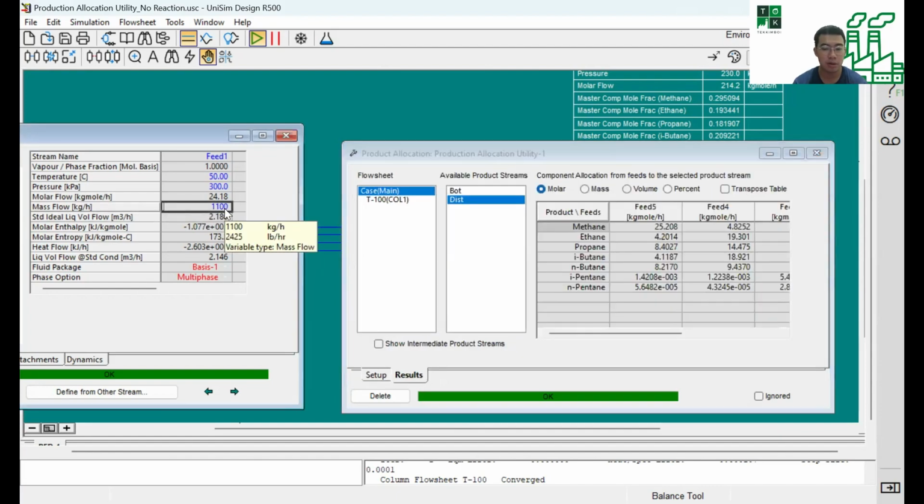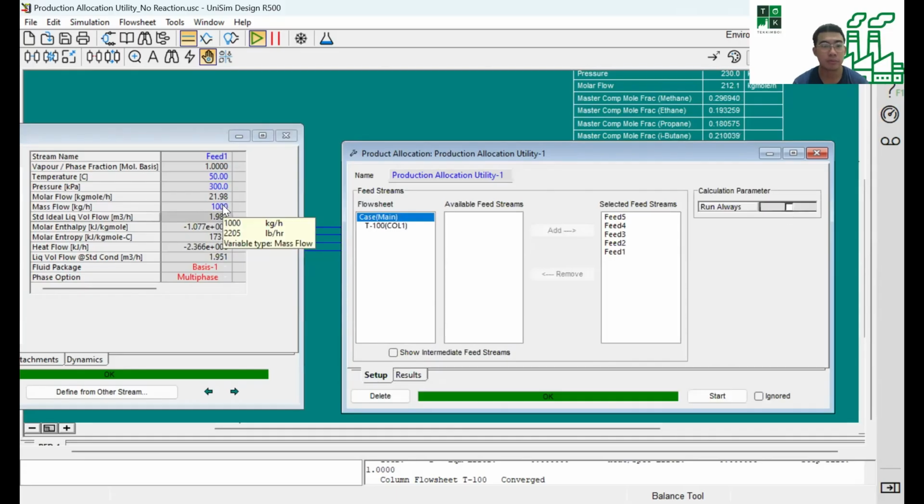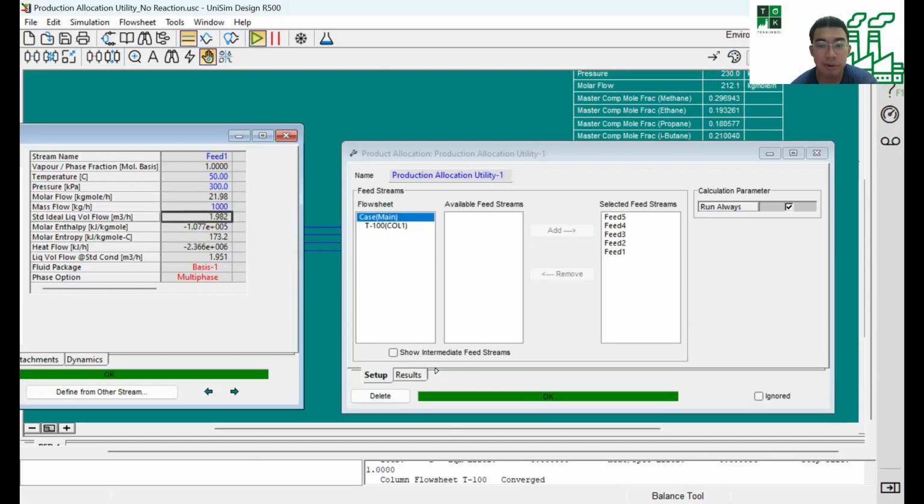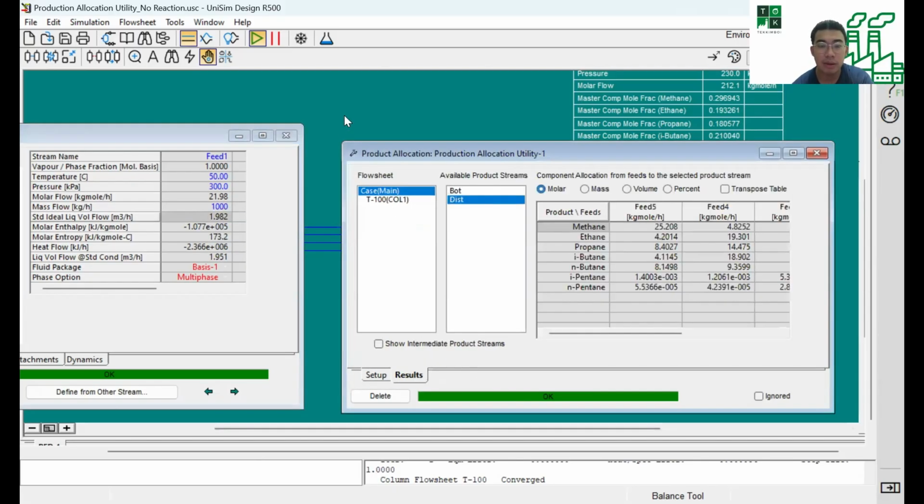But if I don't, you could see that the selected feed stream has changed. Allocation may need to recalculate. So we need to click the start button to make it run. So that's what it means by run always. Okay. So now we could see the result.